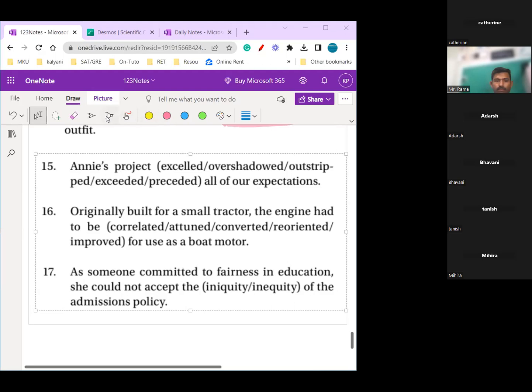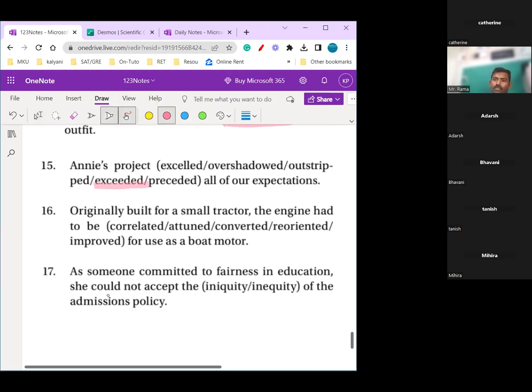So 15 is exceeded. And 16, correlated. Converted. Okay, the structure must be, yes, converted. That's good, I like that. Good job. Then the last one is inequity or iniquity. So obviously this would be inequity.